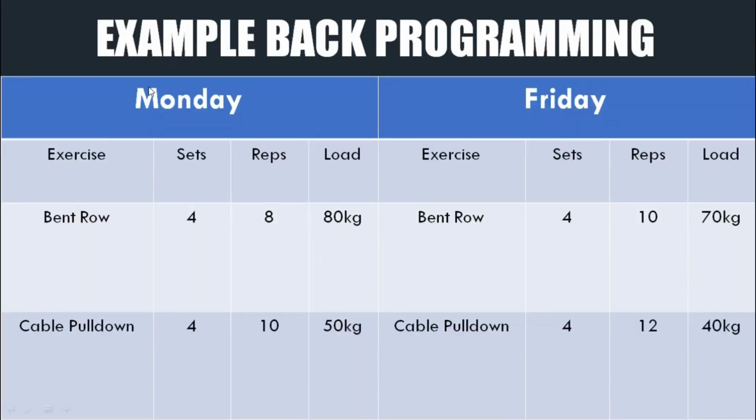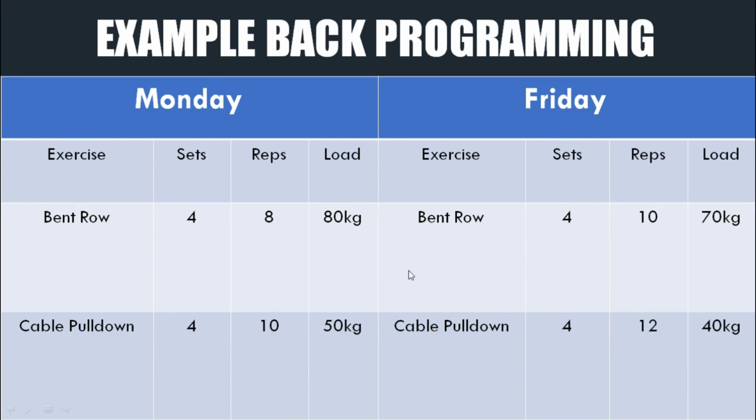And finally, an example back program that you can use throughout the week for hypertrophy would be something like this. If we have 2 sessions where we hit our back muscles, on Monday, let's say, for example, we do bent over rows or bent rows, 4 sets of 8 with 80 kilos, just theoretically. And then the other exercise, we do a cable pull down. So we have 1 horizontal rowing exercise and 1 vertical pulling exercise. And we do 4 sets of 10 with 50 kilos. So because it's a lot lighter, this exercise, we can't use as much weight. We're going to work in a higher rep range.